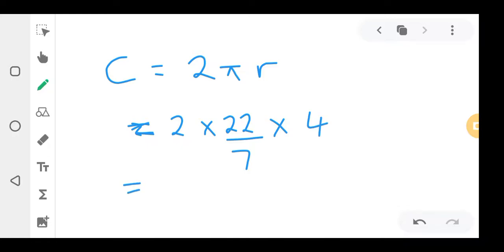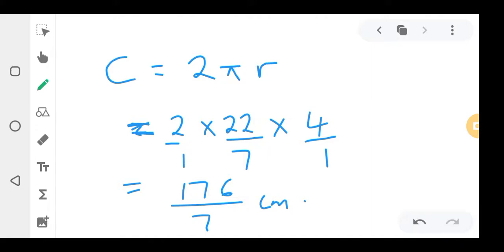Okay? So 2 times 22 times 4 over 7. Any number on its own is over 1. So 2 times 22 is 44. 44 times 4 is going to be 176. Okay? 176 over 7 centimeters this side. That's how you calculate. So that is our answer.